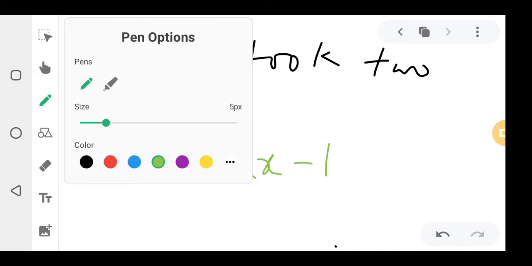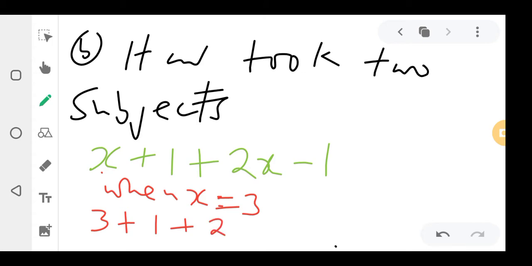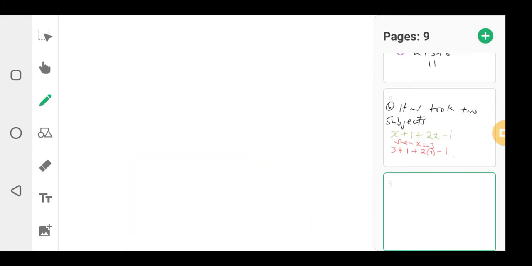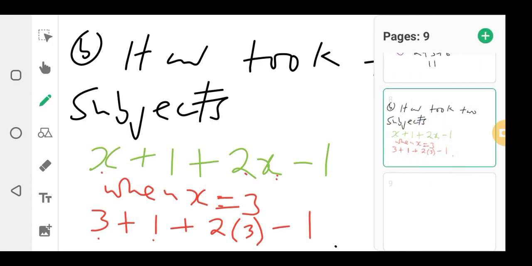But you already know what x is, eh? We calculated x in the first calculation. You remember, x is equal to 3. So where x is here, I'll put 3 plus 1 plus 2, open bracket 3. 2x means 2 times x, so 2 times 3 minus 1. Are you understanding? So what do you have, guys? 3 plus 1, 4.